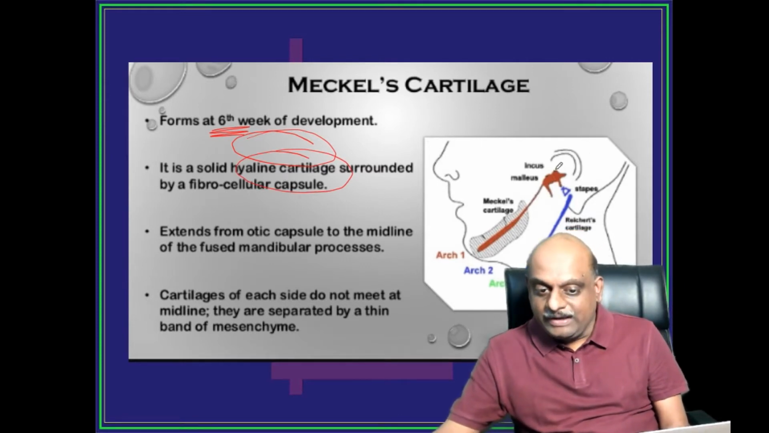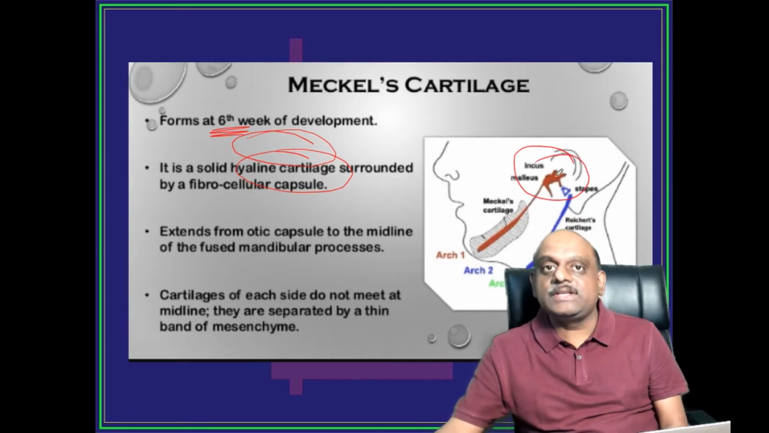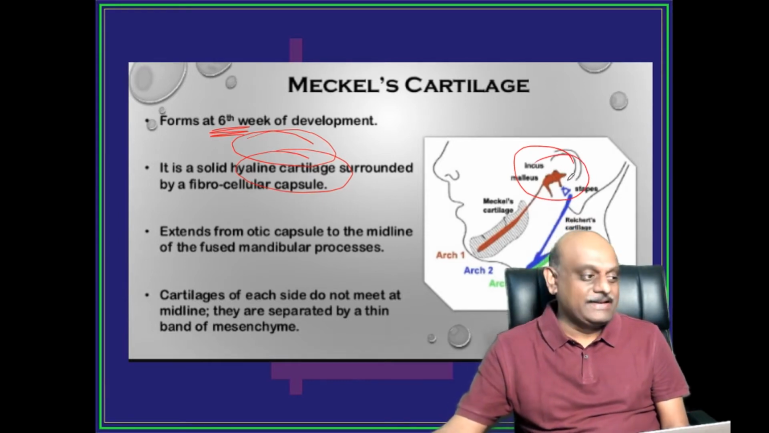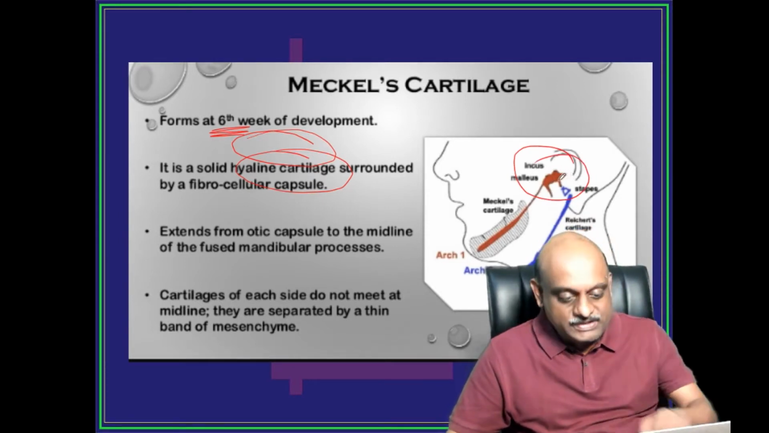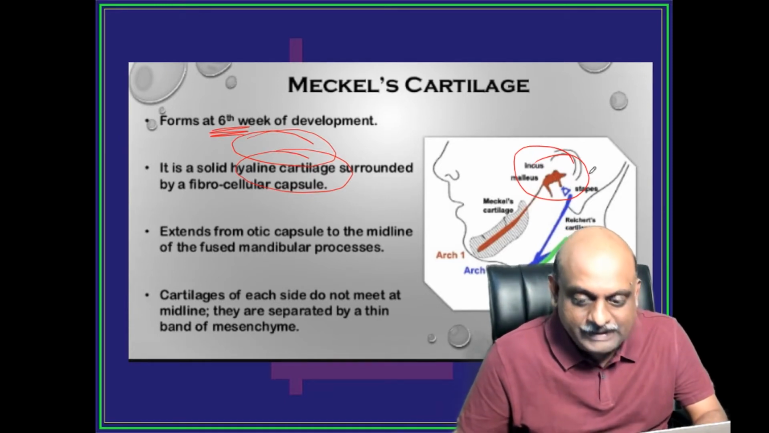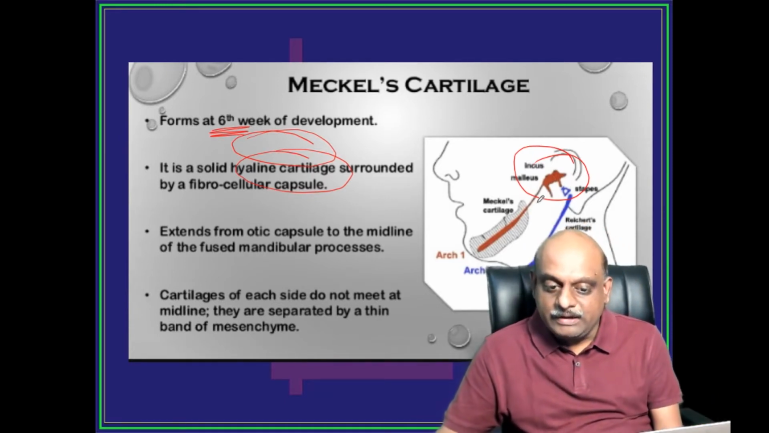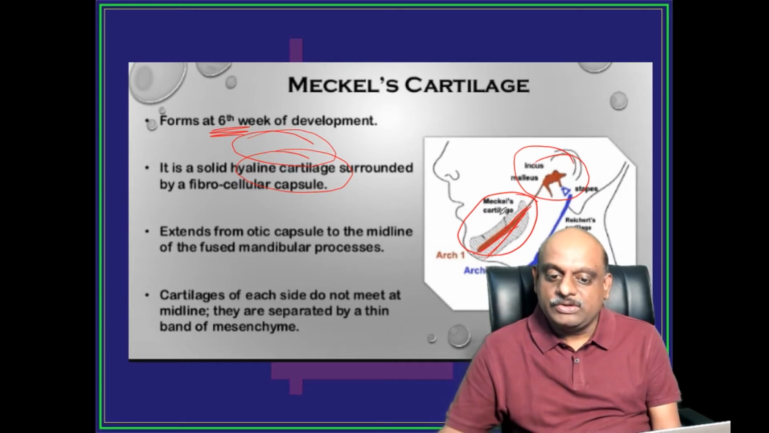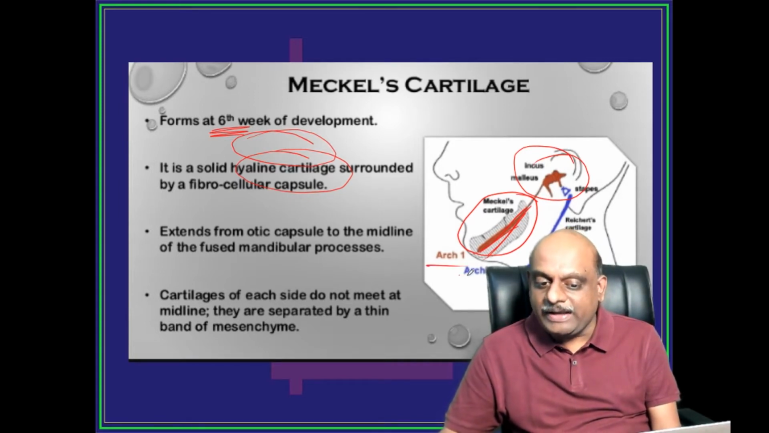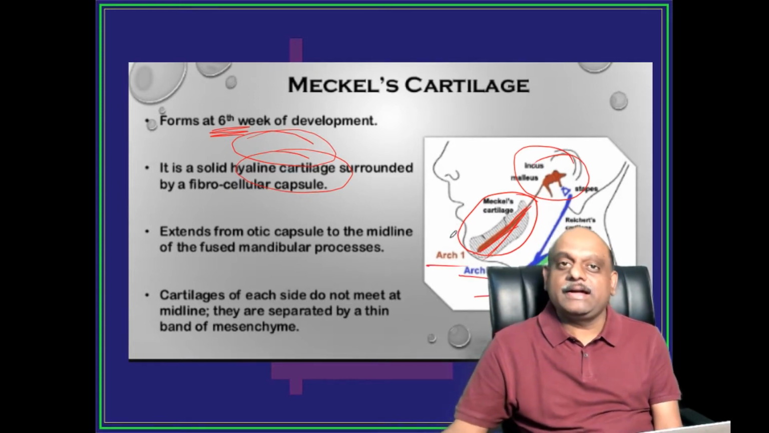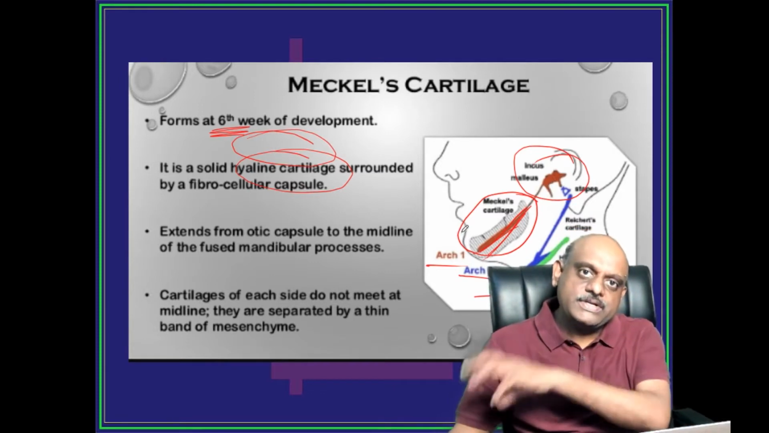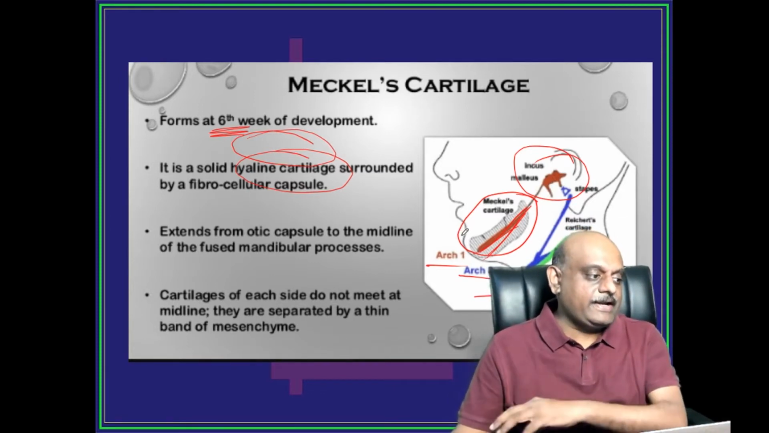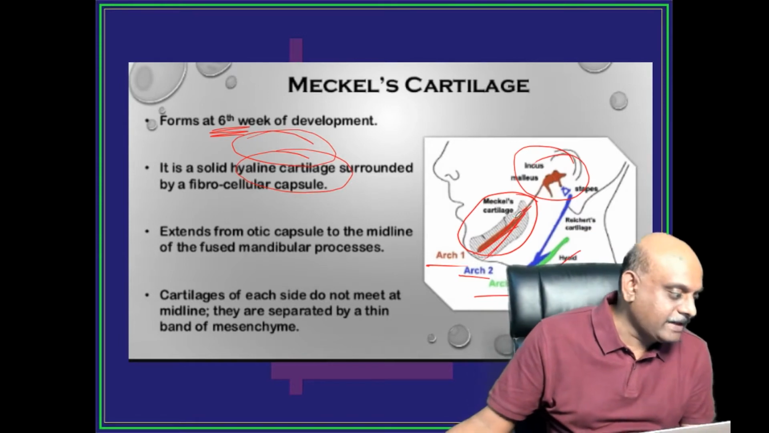You can see this is the incus, malleus and stapes. This is the Meckel's cartilage which is extending. And this is the hyoid bone. So you can see the various branchial arches. And each arch has a characteristic cartilage. That is the favorite question of the examiner.